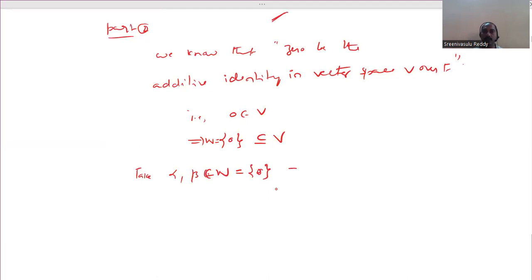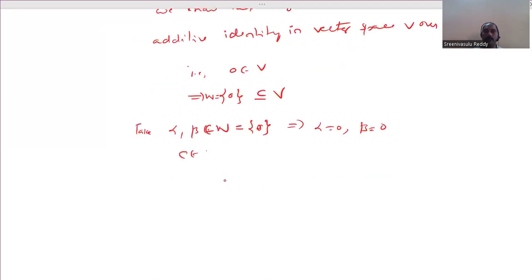Okay, you understand that? It means alpha equals 0, beta equals 0, because alpha is an element of W, and we have only one element. Now, c belongs to F. Therefore, c alpha equals c into 0, which is equal to 0, which is in W. One more thing, beta is also equal to 0.